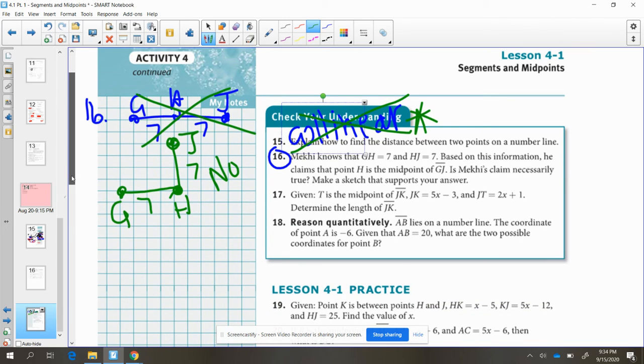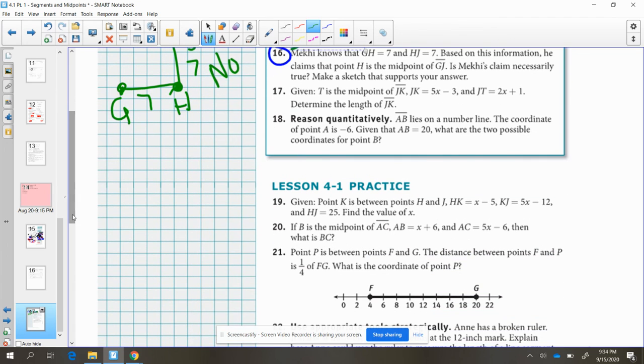Last but not least then, let's talk about number 18, which says that AB lies on the number line and that point A is at -6. And if we know segment AB is 20, what are the other 2 possible coordinates for point B? Well, point B could be here. We also talked about point B could be here, because you could have AB going to the right, or you could have AB going to the left, right?